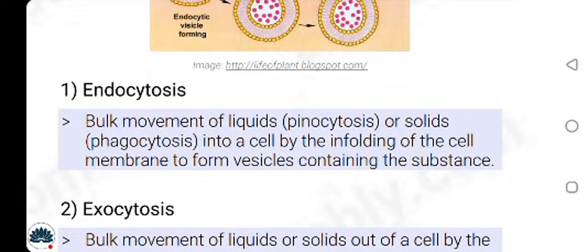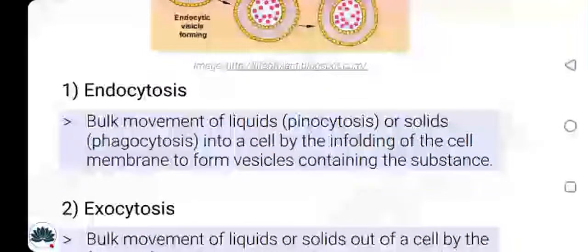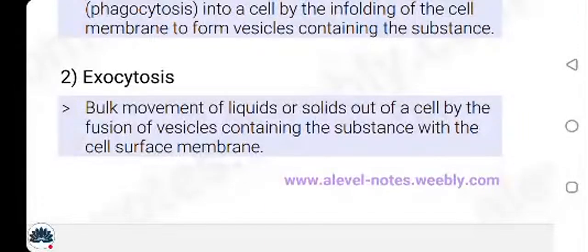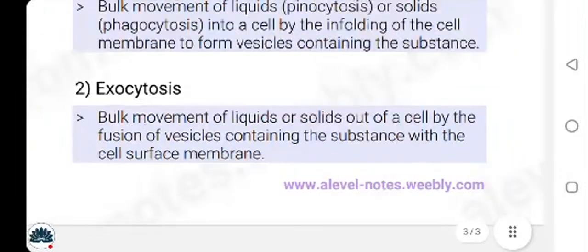What is pinocytosis and phagocytosis? It is very simple. Whenever you drink, this is called pinocytosis, and whenever you eat, it is phagocytosis. As you can see, solids are phagocytosis and liquids are pinocytosis. Moving to the last, exocytosis: bulk movement of liquids or solids out of a cell by the fusion of vesicles containing the substance with the cell surface membrane.